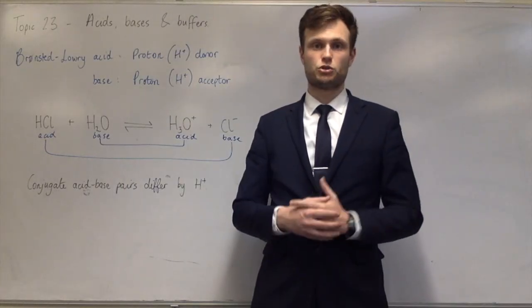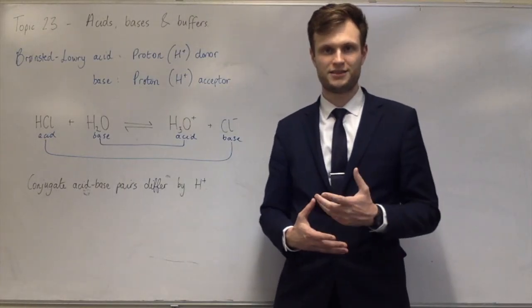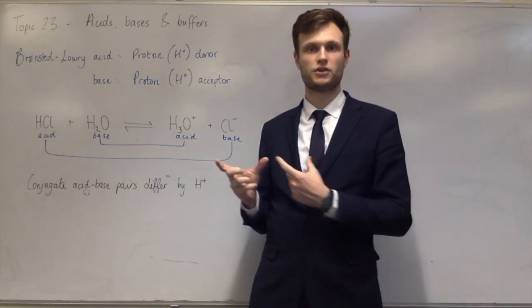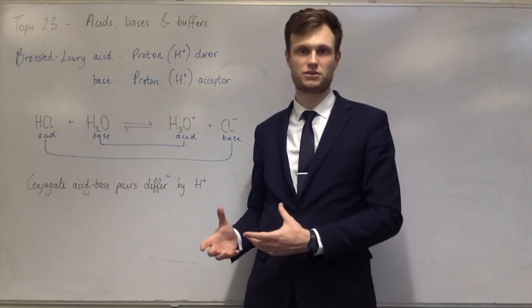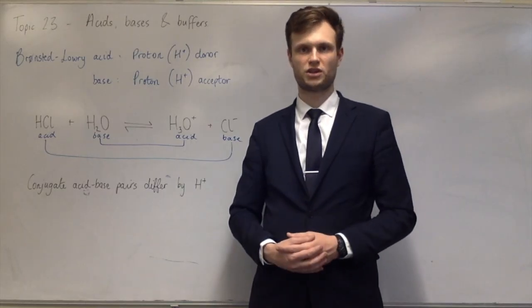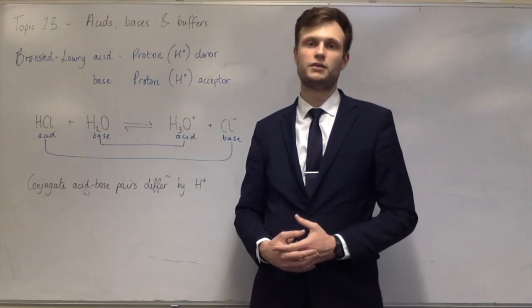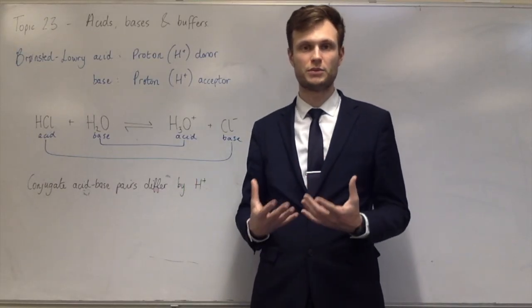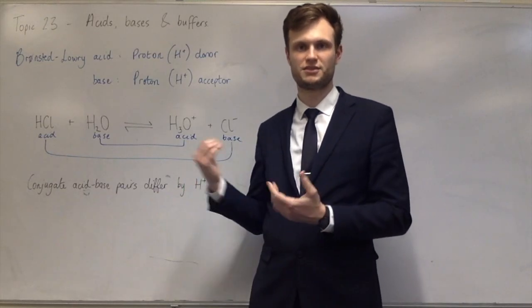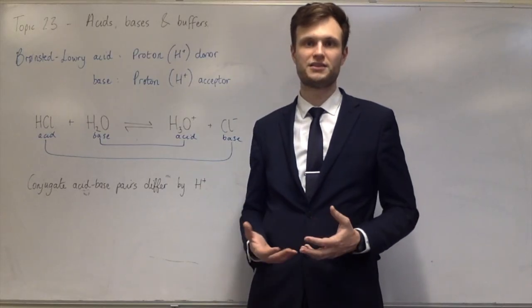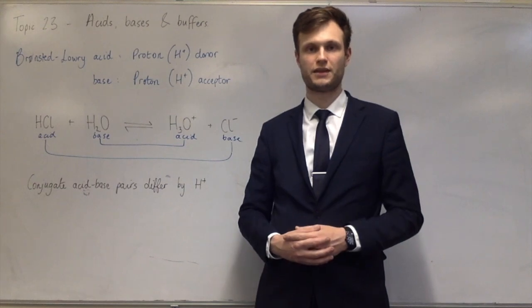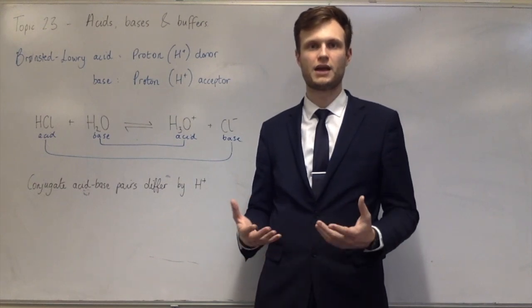In the last topic I talked about equilibrium constants, so Kc was the equilibrium concentrations of the products divided by the equilibrium concentrations of the reactants, all raised to their stoichiometric coefficient as a power. Now, because these are also equilibrium reactions, we can write equilibrium constants for acid dissociation. They're called acid dissociation constants, and they're given the symbol Ka. And they all follow the same basic outline.